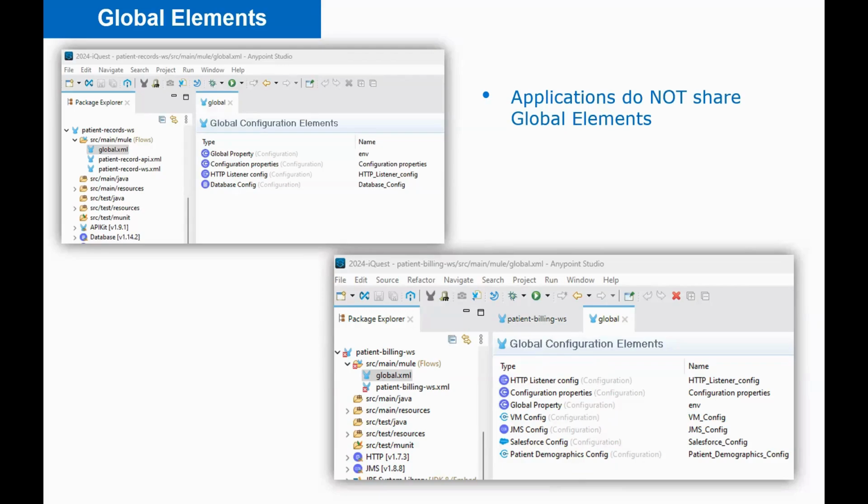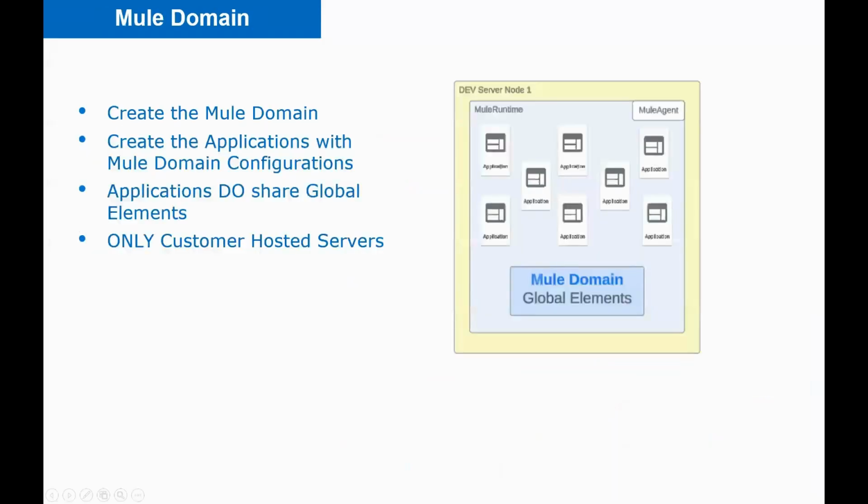Unless you have what we're calling a Mule domain. And what happens is all of those global elements are going to go in this Mule domain. And then the applications that are on the server share them, and this is only in customer hosted environments. You cannot do this in CloudHub. So if you see a question on the exam about that, don't fall for it. You must have this on a customer hosted server environment, and they will share those global elements. And that's what we're going to do now. We're going to create this.